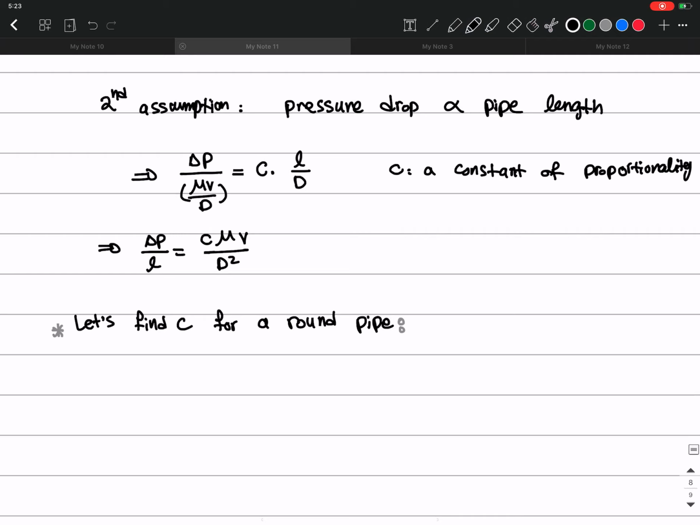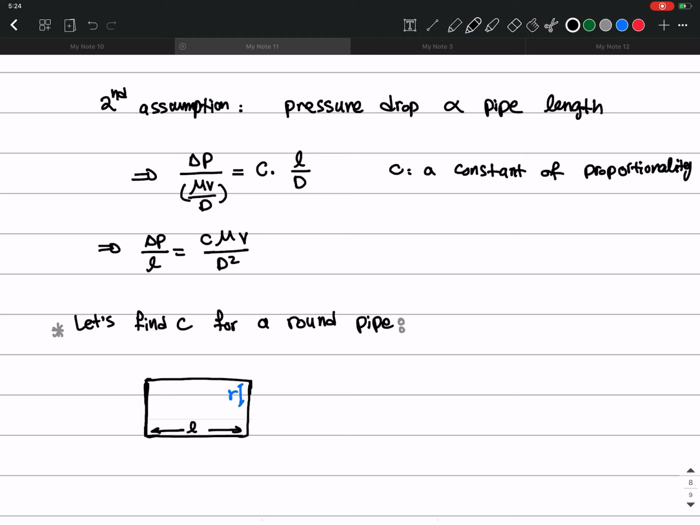Okay. So for a round pipe, if I want to show all the stresses that act on a round pipe, it is as follows. So let me show it. Say we have a pipe here. It has a length of L and a radius of R. So what are the forces that act on this pipe with length L and radius R, a round pipe?